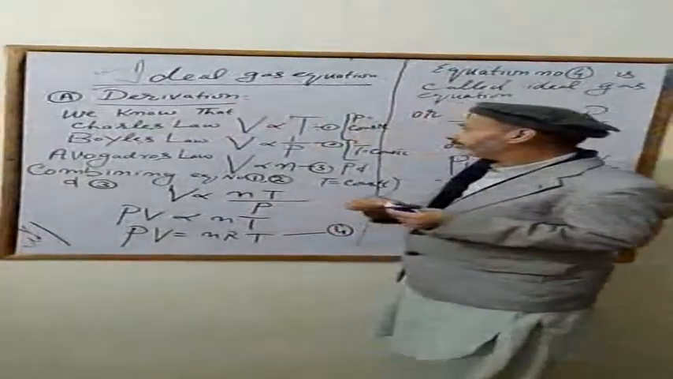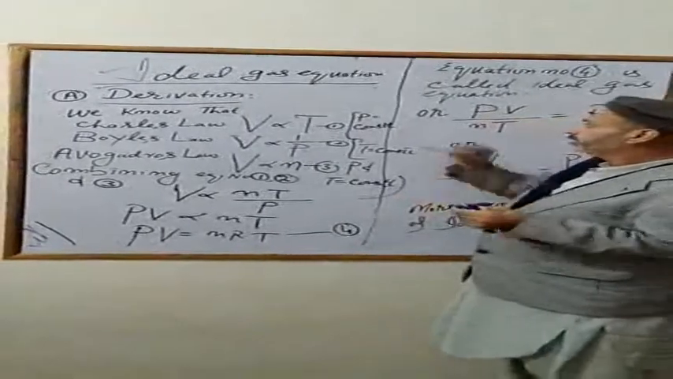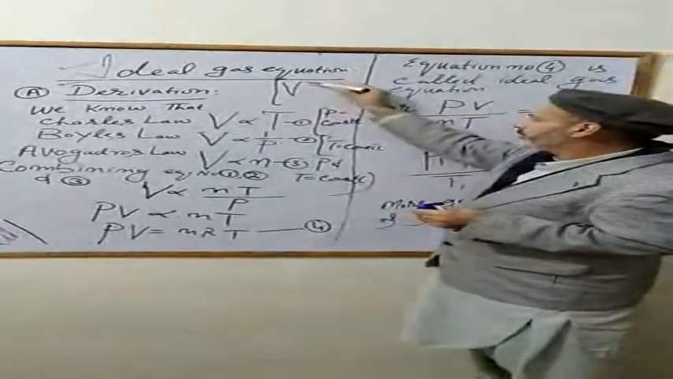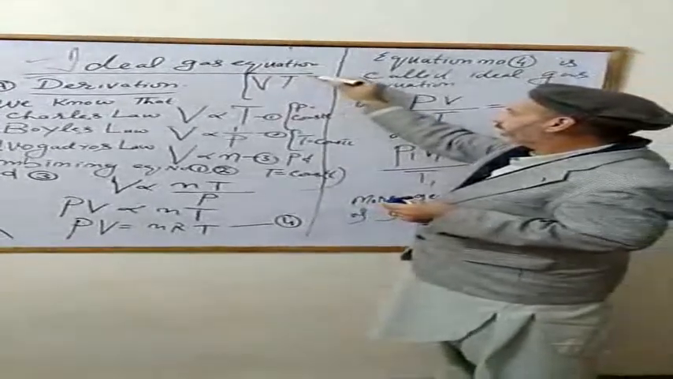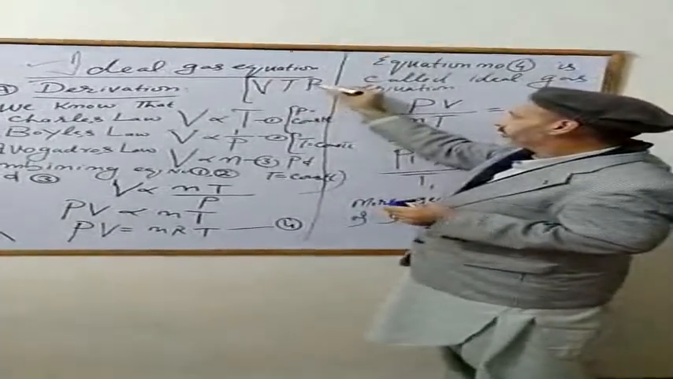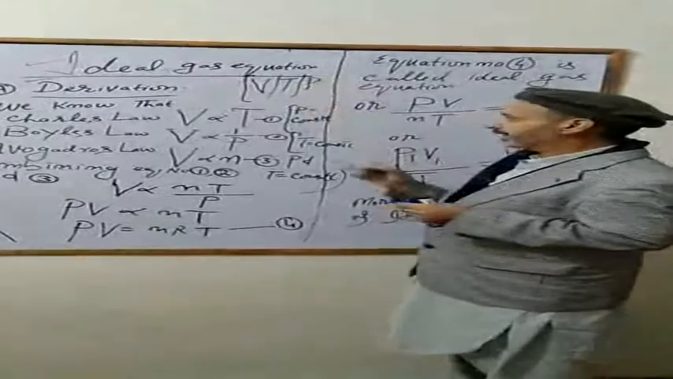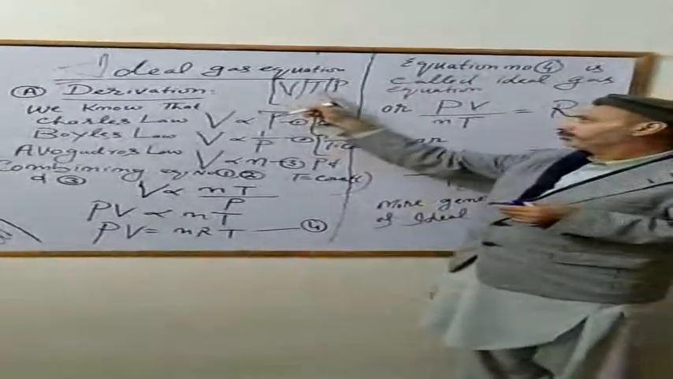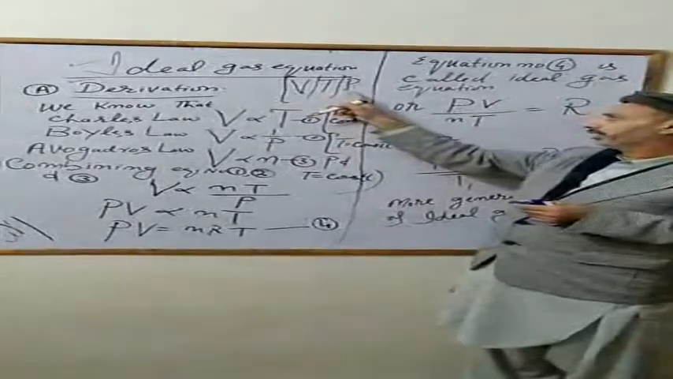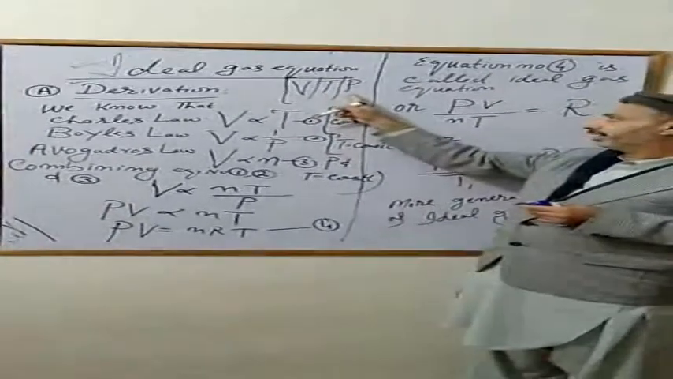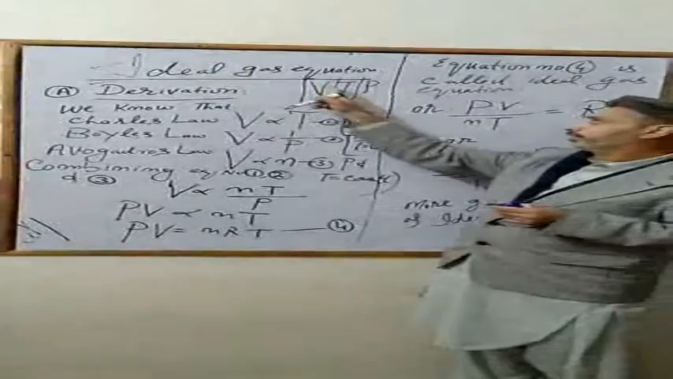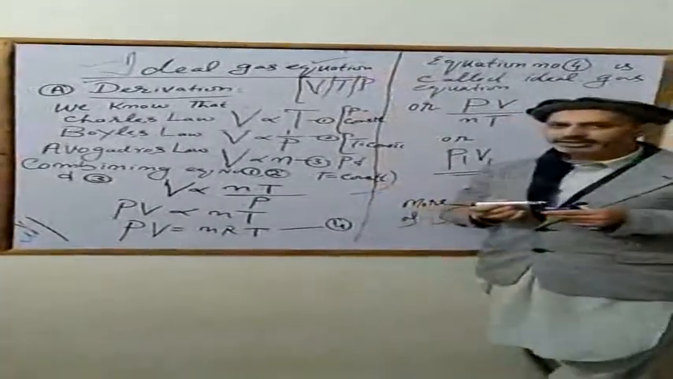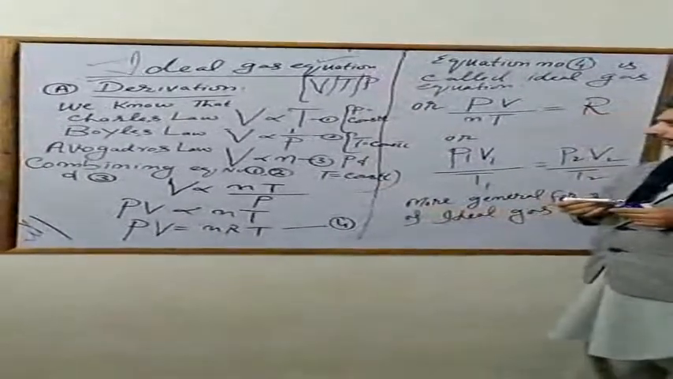You are already familiar that we have three variables of gases, that is volume, temperature and pressure. These are the three variables of gases, and all these three variables can be combined into a single equation, and that equation will be termed as the ideal gas equation.